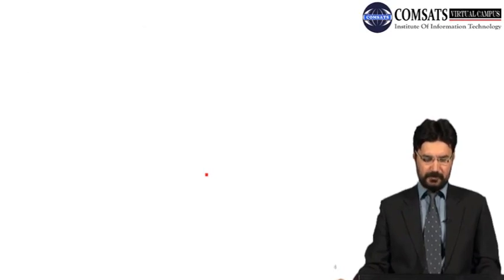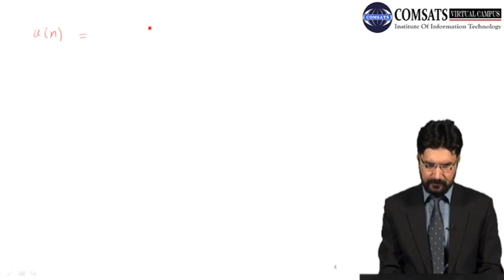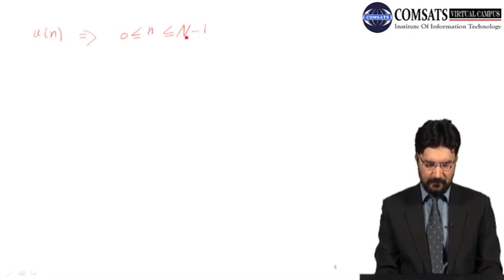If you remember what we did in the last lecture, we learned that if we have a one-dimensional sequence of discrete signal samples, then we represent it as u(n), where n is greater than or equal to 0 and less than or equal to capital N minus 1. This is the one-dimensional discrete sequence.